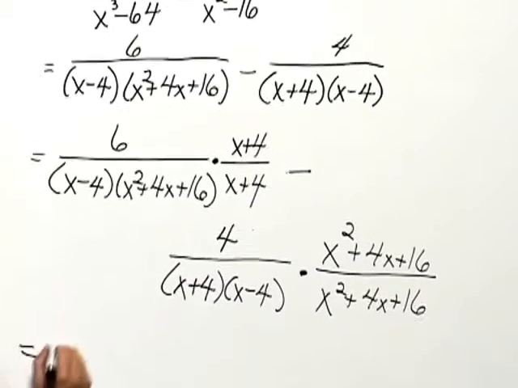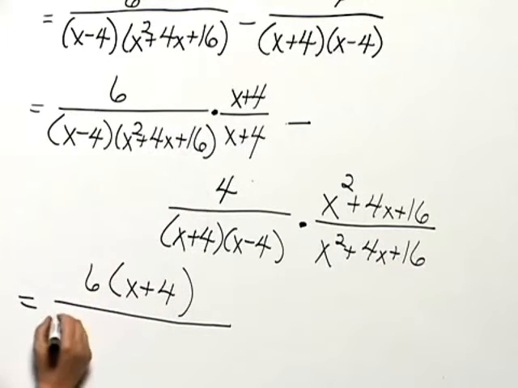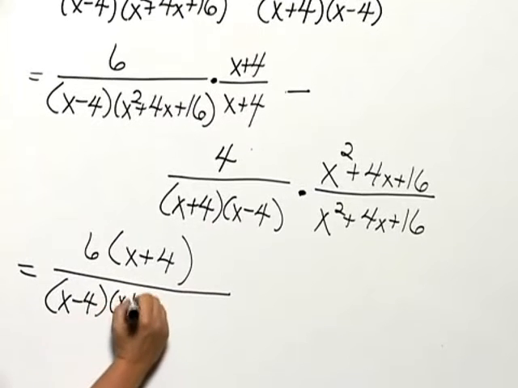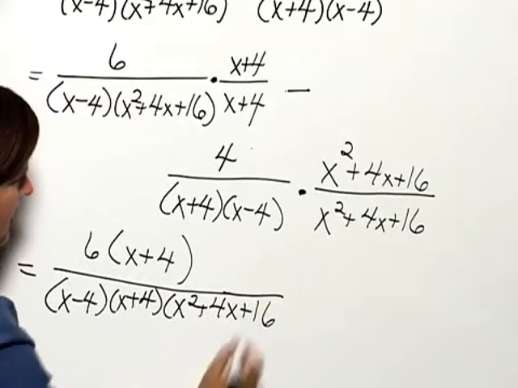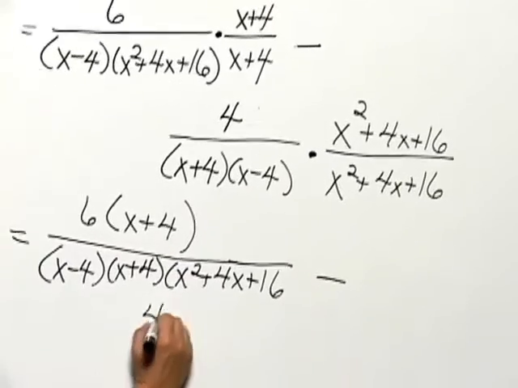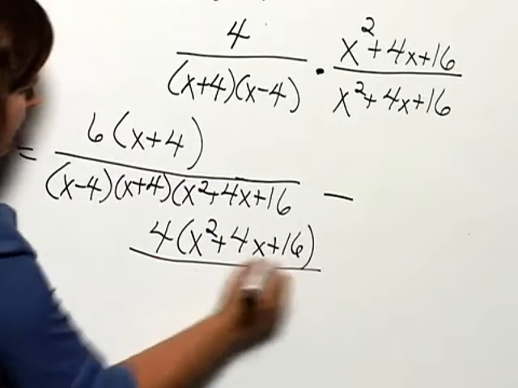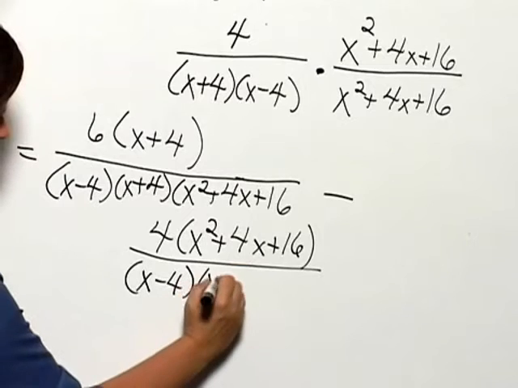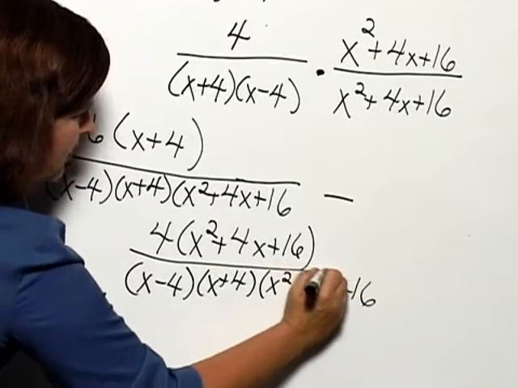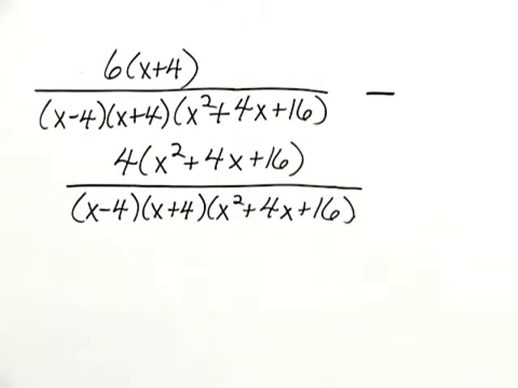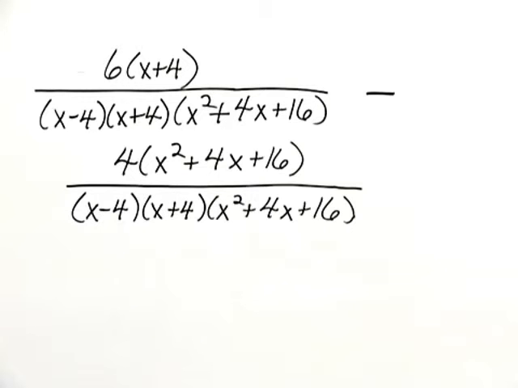Let me write that. I have 6 times x plus 4, that's multiplying numerators, over x minus 4 times x plus 4 times x squared plus 4x plus 16, minus 4 times x squared plus 4x plus 16 all over x minus 4 times x plus 4 times x squared plus 4x plus 16. Rewriting so that we can continue, we now have a common denominator. So we can now subtract the numerators and write them over that common denominator.